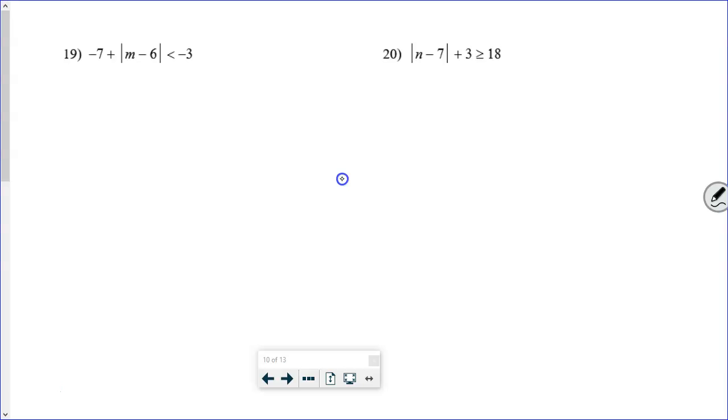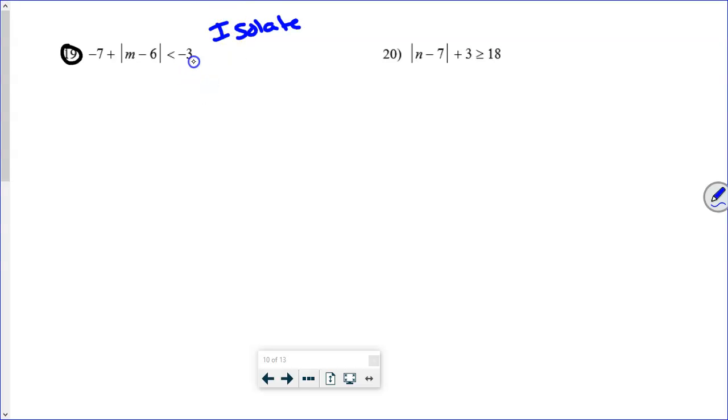Ooh, let's look at 19. It's a good one. Am I even ready to determine whether it's an AND or an OR yet? Because it's not isolated. This is kind of like Dawson's problem earlier where we had to do some isolation first. You should always look to isolate before you even consider ANDs and ORs.